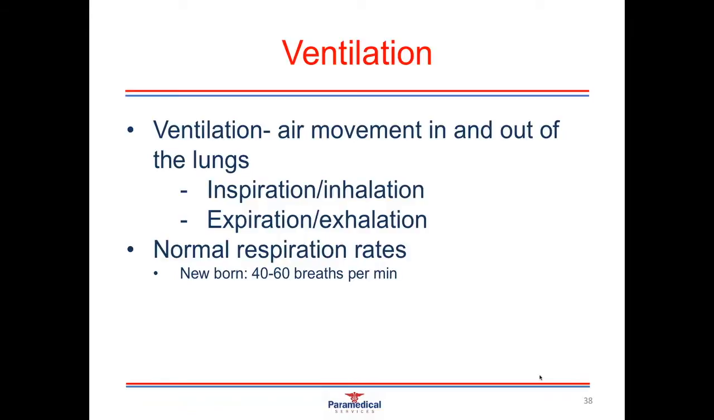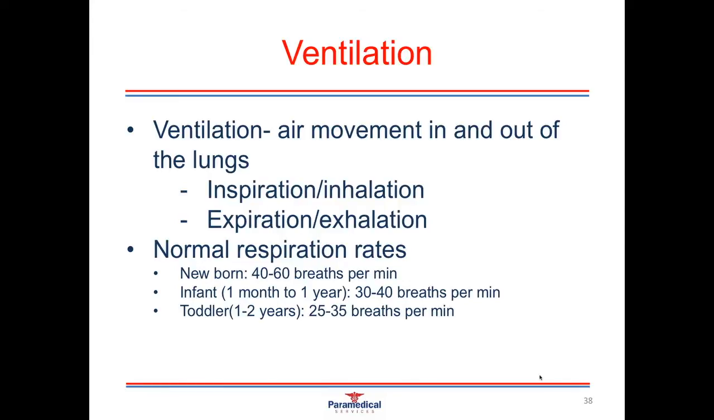Newborns up until the age of about 1 month old are called neonates, and the respiratory range for them is anywhere between 40 to 60 breaths per minute. The infant, which is 1 month to 1 year, has an average respiratory rate of about 30 to 40 breaths per minute. The toddler, which is 1 to 2 years of age, has a regular respiratory rate of about 25 to 35 breaths per minute.